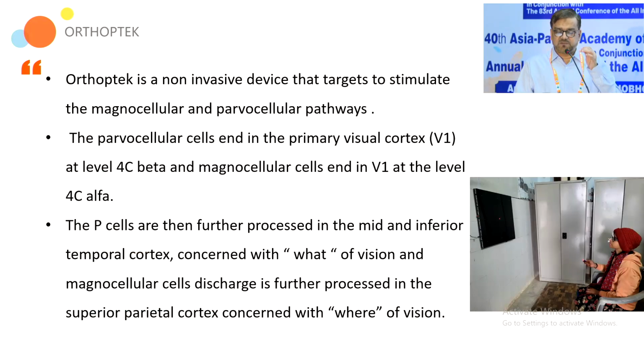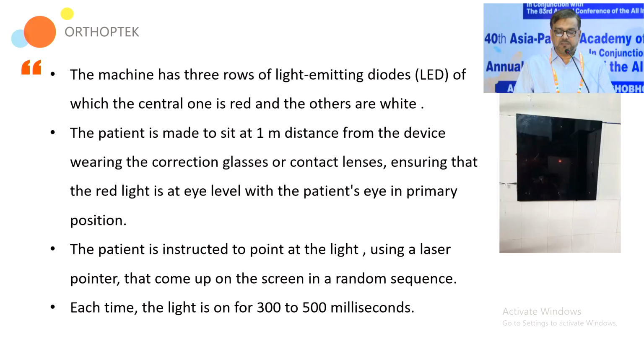Orthoptek is a non-invasive device that targets to stimulate the magnocellular and parvocellular pathways. The parvocellular cells end in primary visual cortex at the level of 4C beta, and magnocellular cells end in V1 at the level of 4C alpha. The machine has 3 rows of light emitting diodes, of which the central one is red and the others are white. The patient sits at 1 meter distance from the device wearing the correction glasses or contact lens, ensuring the red light is at eye level with the patient's eyes in primary gaze.